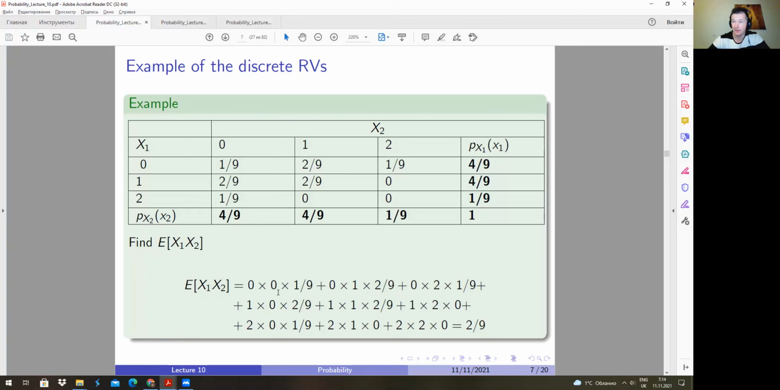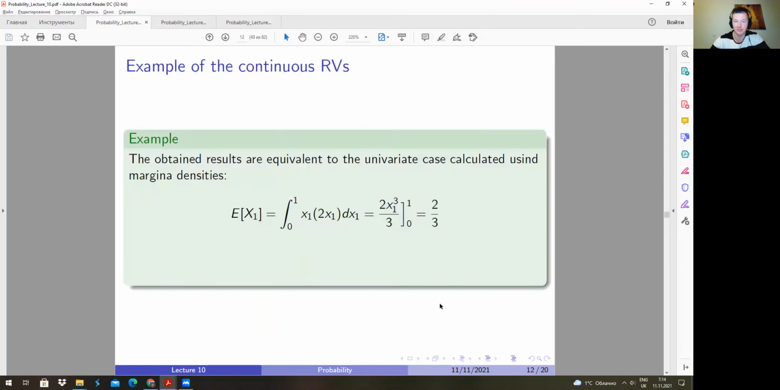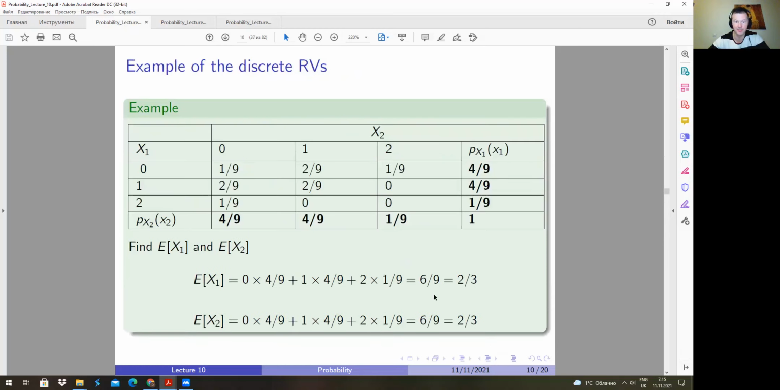So luckily the calculation of this is quite simple because the first line is 0, right? So everywhere I have zeros as the terms. Here it's also 0. Here it's also 0. So from the second line I have only 2 over 9. And from the third line I have also zeros everywhere. So the expectation is 2 over 9. So the calculation itself is quite simple. I jumped somewhere. Yeah. Oops.